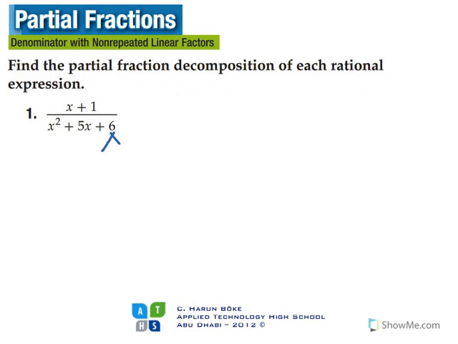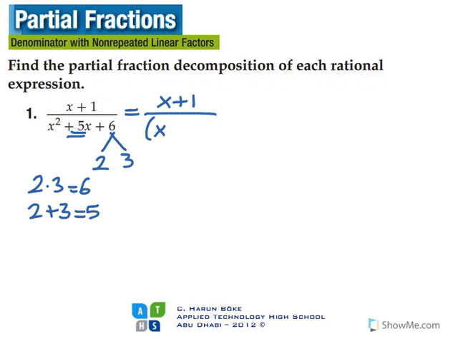So 6 is 2 times 3, and 2 plus 3 gives me 5. So 2 times 3 is 6, 2 plus 3 is 5. My numbers are 2 and 3, so I'm going to write it like this. I will say this is nothing but x plus 1 over x plus 2 times x plus 3.